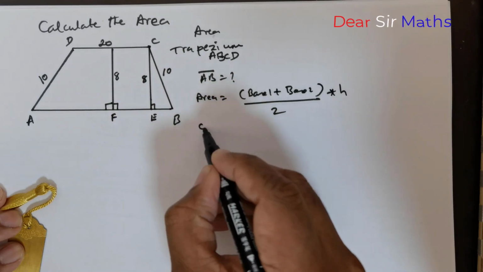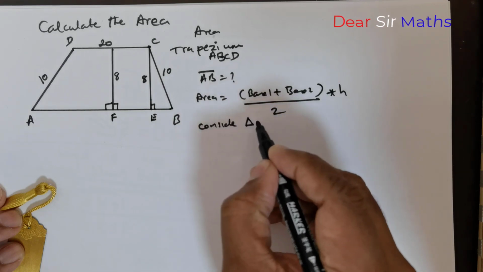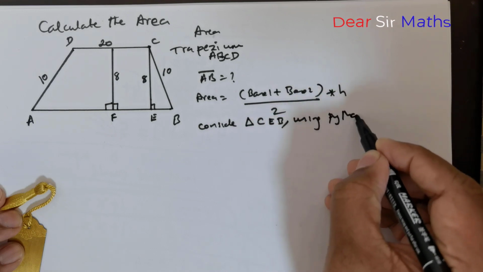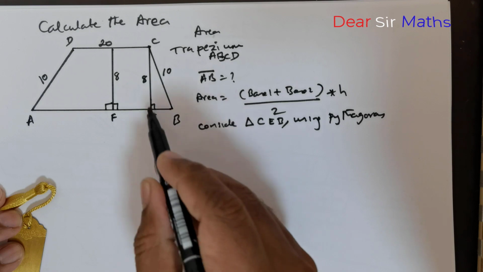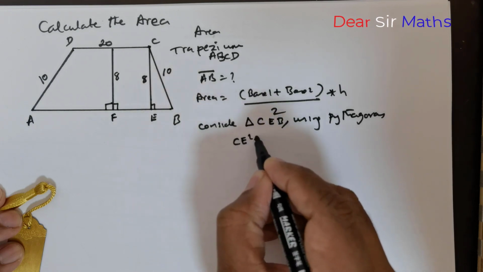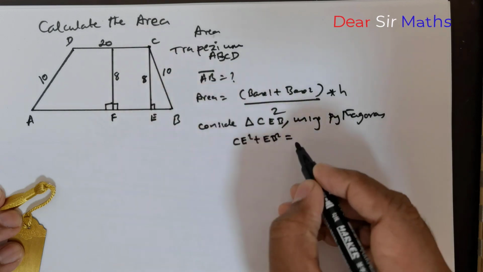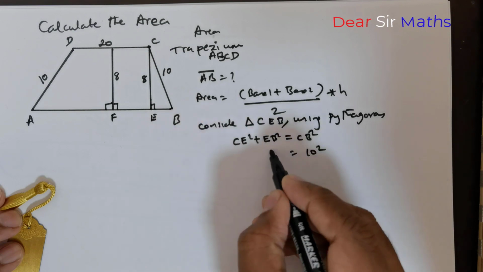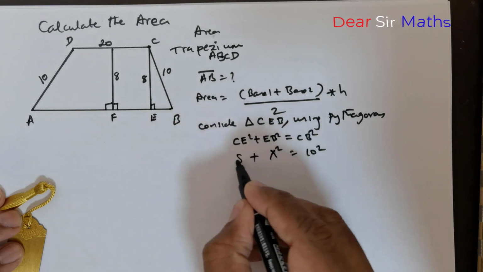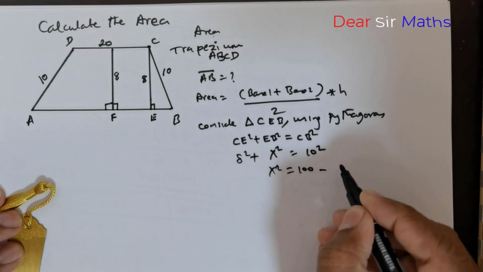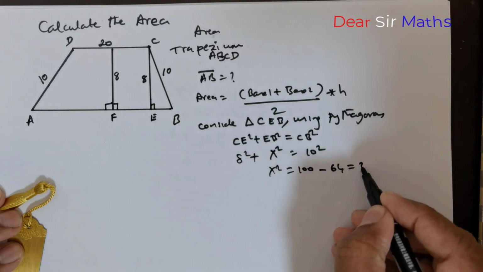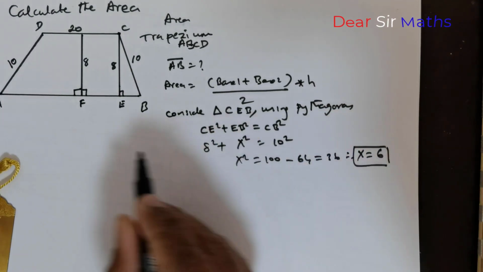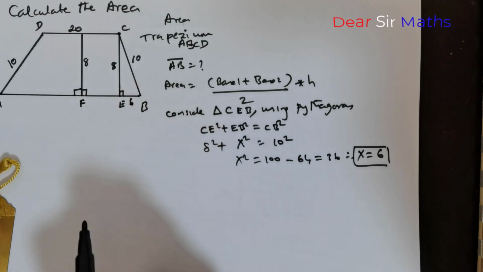So we will consider triangle CEB. So using Pythagoras, if we were to use Pythagoras, what would this be? This is going to be CE squared plus EB squared is equal to CB squared. Now CB squared is 10 squared, EB squared I don't know, CE squared is 8 squared. So x squared is equal to 100 minus 8 squared, which is 64. So this is going to give me 36. Therefore x is equal to, we have to take only the positive value, 6. So 6 units. So this is going to be 6 units, right?